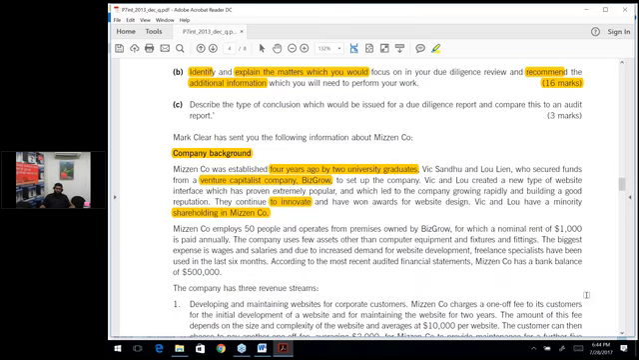It says they created a new type of website which has proven extremely popular and which led to the company growing rapidly and building a good reputation. They continue to innovate and have won awards for website design. Furthermore, Vic and Lou have a minority shareholding in Mizzen company. Now, let's just understand.